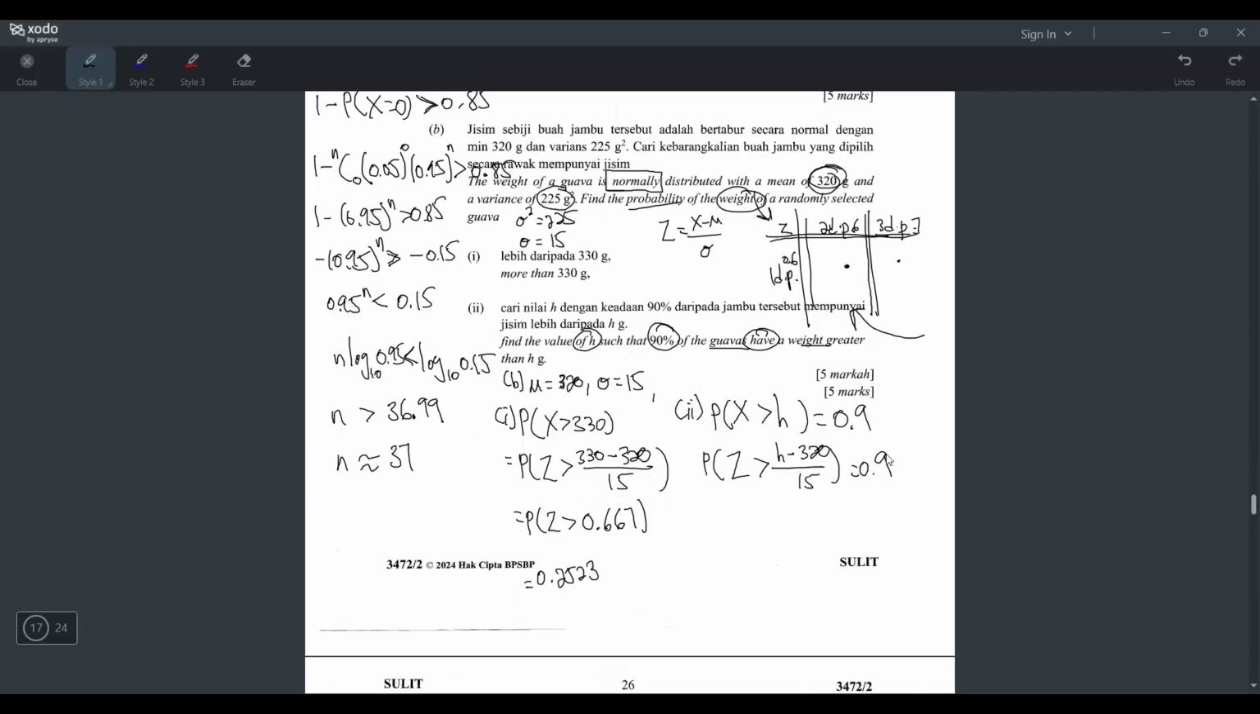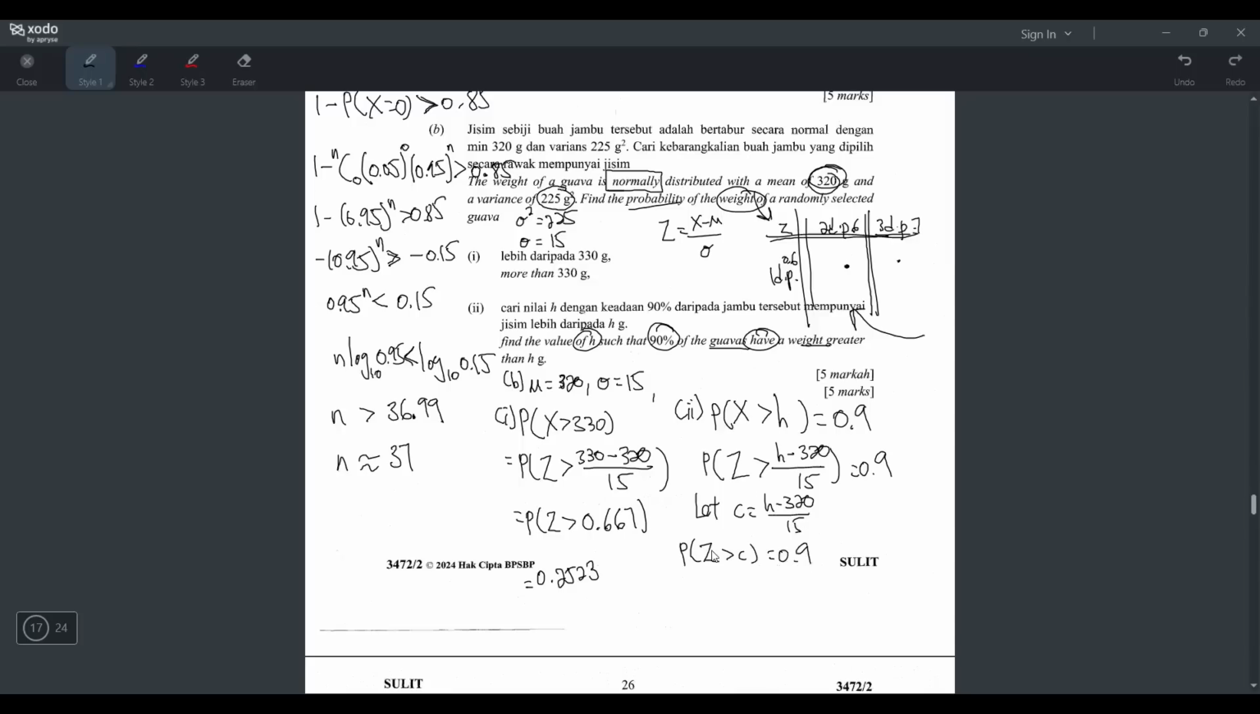But it's okay because you have the answer. You have the probability answer, right? So what you can do now, okay, let's see. When you tak boleh kira your Z value, you let C equal to the whole thing here. So let C equal H minus 320 over 15. And then you rewrite the whole thing: P(Z bigger than C) equals 0.9.